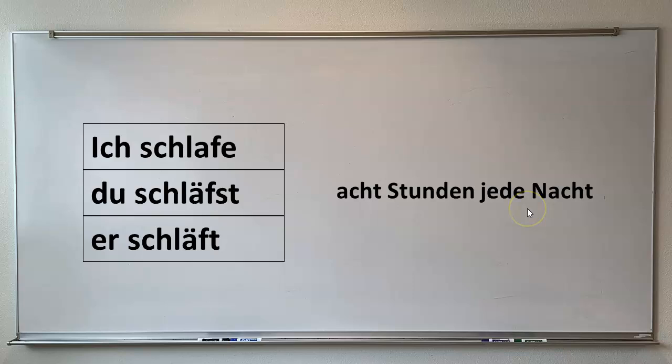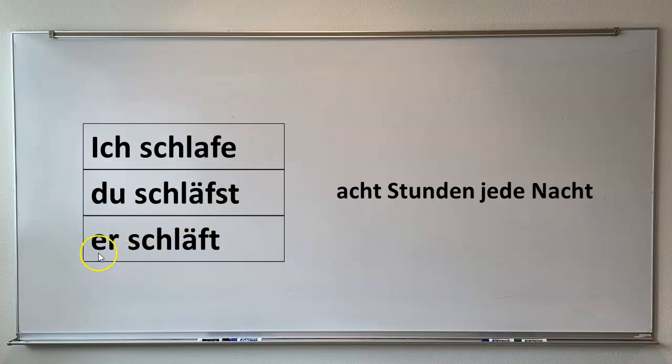So with this little piece of information and a few conjugated forms, we can put this together to begin thinking in German. So I know ich schlafe as I sleep, and then 8 hours every night. Forget about the English. Then you can say ich schlafe 8 Stunden jede Nacht. Du schläfst 8 Stunden jede Nacht.